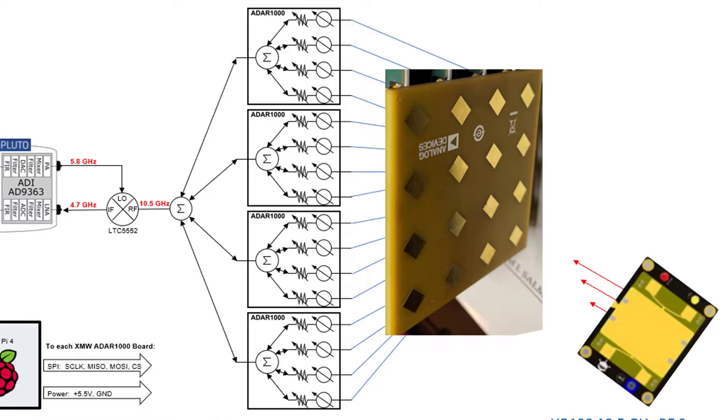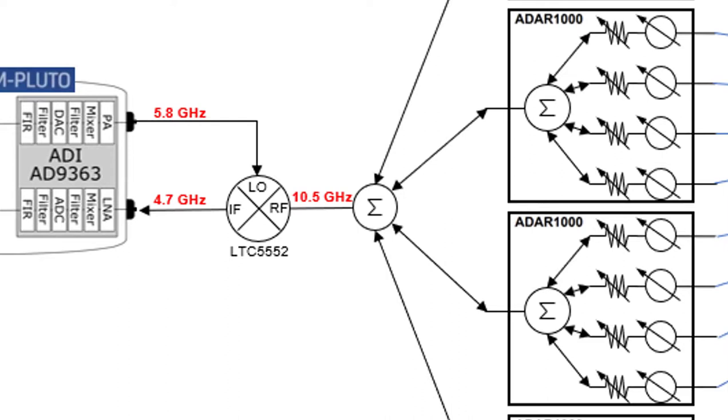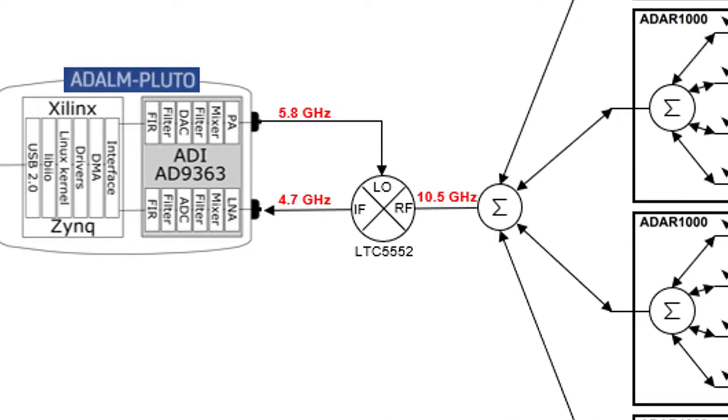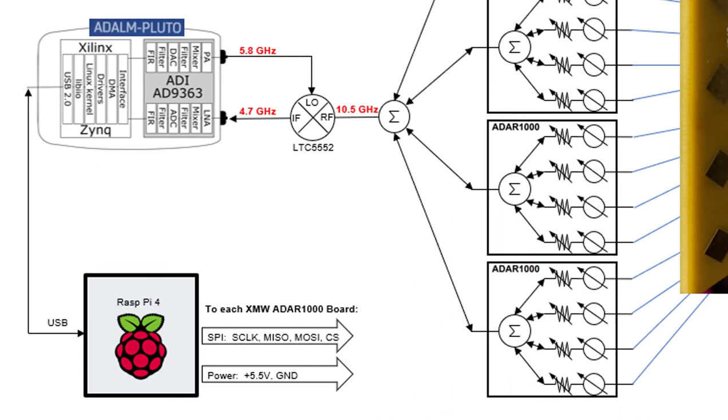They'll go through SMA cables and then get summed together with a 4-to-1 combiner and then go through the LTC5552 mixer, which is going to mix down to something in the range of Pluto, so something less than 6 gigahertz. We're using the transmit port of Pluto to provide an LO. That's not really how you would normally do it, but it's quick and easy, and it makes for a simple setup. We'll use Pluto then as kind of like an RF detector, and we'll gather data, we'll run FFTs on it on the Raspberry Pi, and we can plot what the signal response is as we change the beam weights of each of the ADR1000s.